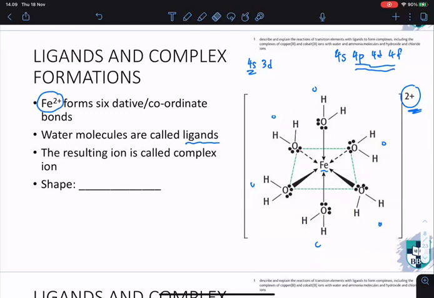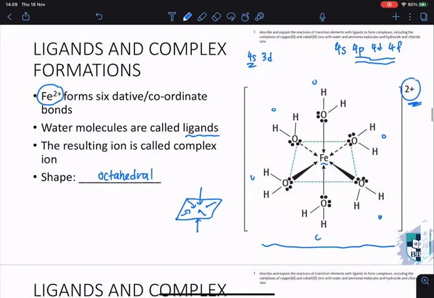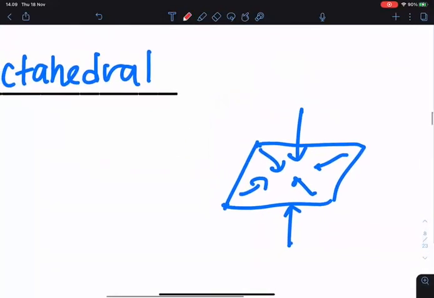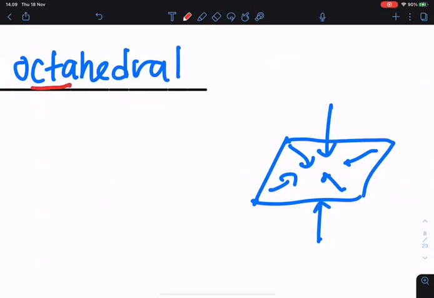Now, the resulting ion, this entire thing, is known as a complex ion, and then they are going to form a particular shape. This one we have already learned. If you have something like this, and then one coming over here, and something over here, this is what we call an octahedral shape. Why are they called octahedral? Octa is 8. Why is this one like 6 arrows? Why suddenly octa 8?